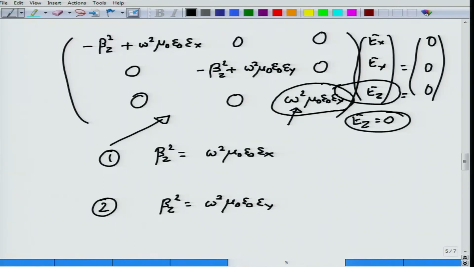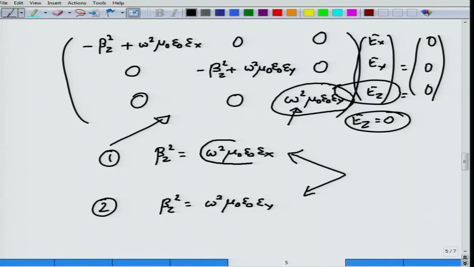Okay. When one of the conditions is true, then you can find out what will happen to the components of Ex and Ey. Or going back to the case that the determinant of this matrix has to be equal to 0 will allow us to find out what should be the value of beta. Okay. Again, if you can put that one down, you will actually come down with these two conditions. Okay. So in one condition you have beta z square equal to omega square mu naught epsilon naught.